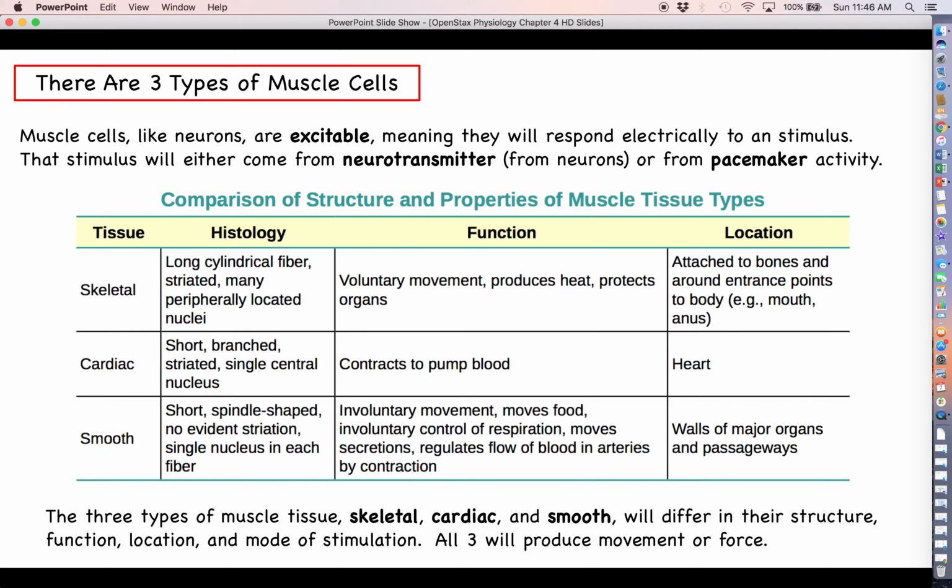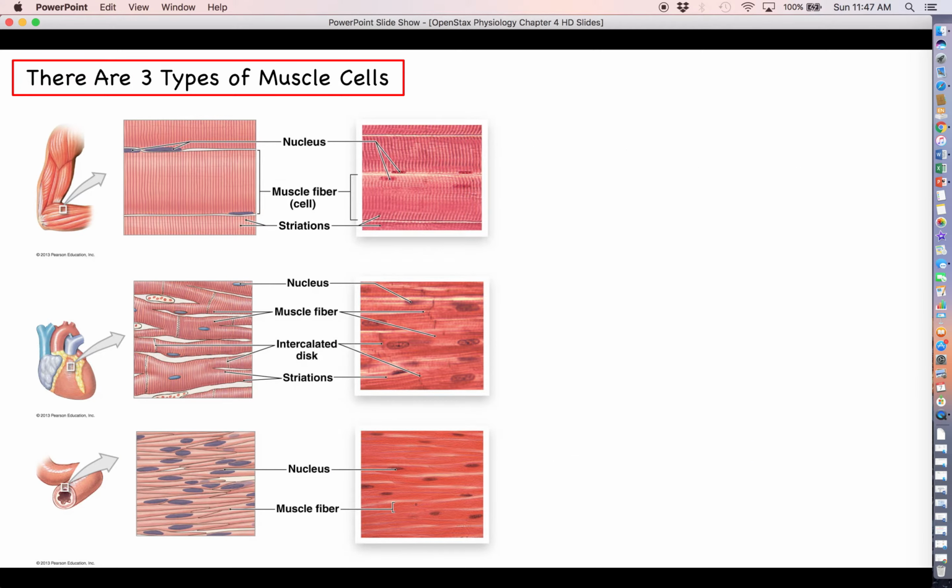All three of these muscle fibers are going to be excitable, but they're going to be a little different in terms of what they look like and how they work, where they're located, and so on and so forth. These differences and similarities will be parsed out a lot more in a future chapter. So there are three different types of muscle fibers, right? Skeletal muscle, cardiac muscle, and smooth muscle. Let's just go ahead and get a little bit of an idea of how they're similar and how they're different right now.